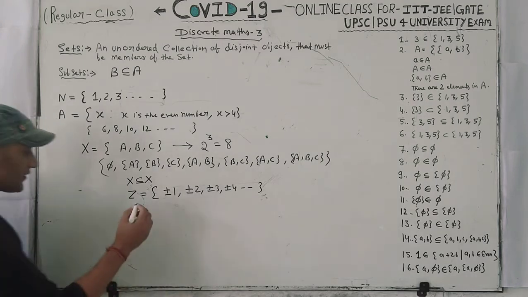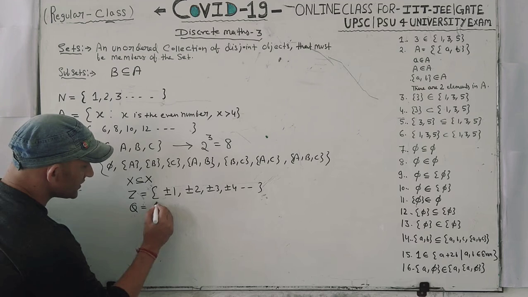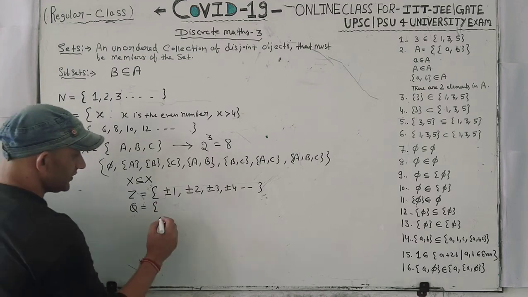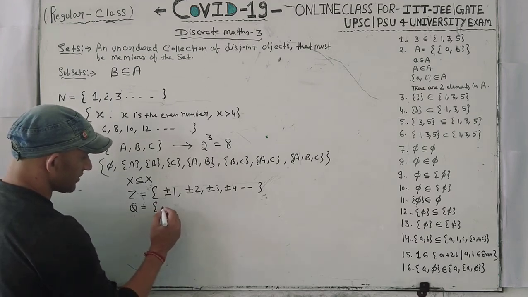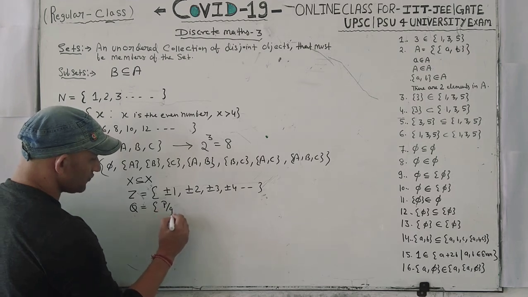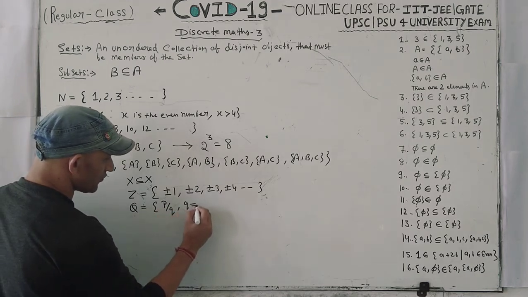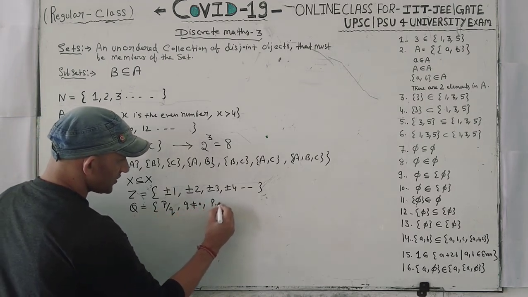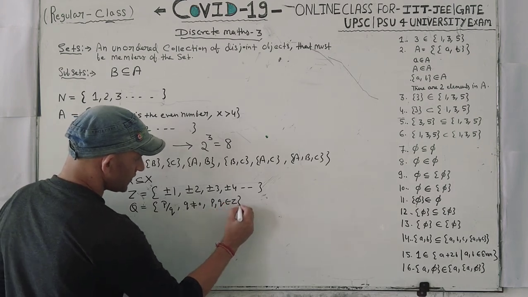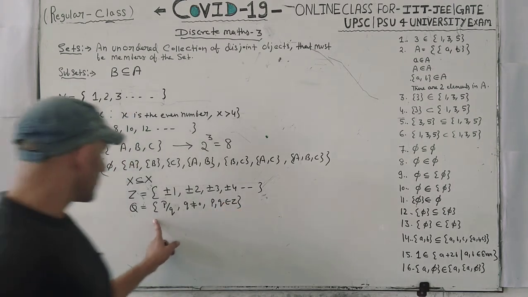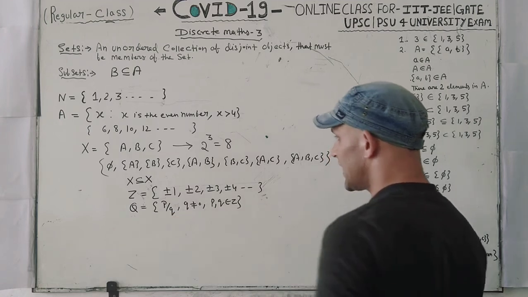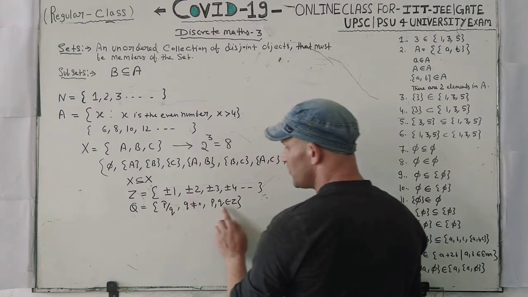Then we have Q. Q is the set of rational numbers. Rational numbers means p upon q, where q is not equal to 0 and p, q belong to Z. This is also a set, where p and q belong to Z.